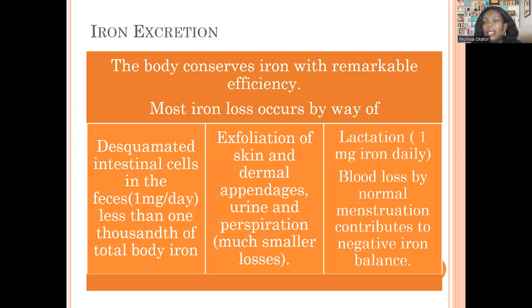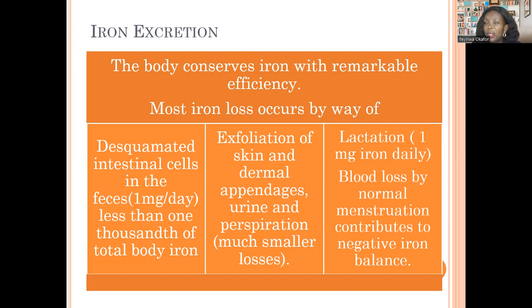Iron, the body does not really have the physiologic means of excreting iron from the system. Iron is so important in our system that the body tries as much as possible to conserve iron because the system cannot afford not to have iron at any point in time. Therefore, the body conserves iron with remarkable efficiency.